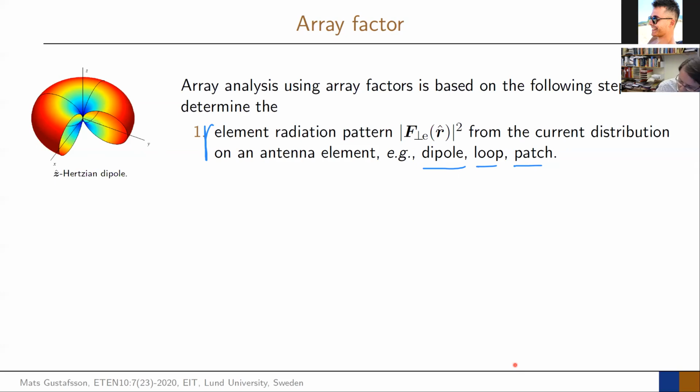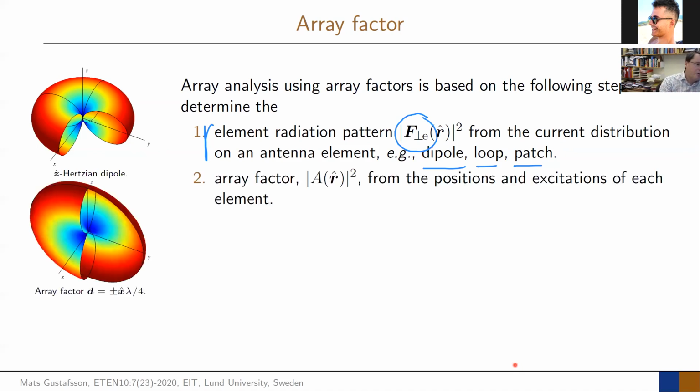And you remember you took this radiation vector we just had, and then you removed the radial component of that. Then you got the element radiation pattern. Then you have to do a second step, and that is to get the array factor from the position and excitation coefficients of each element. That is the array factor.